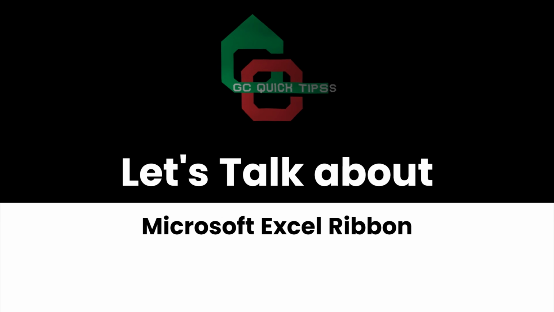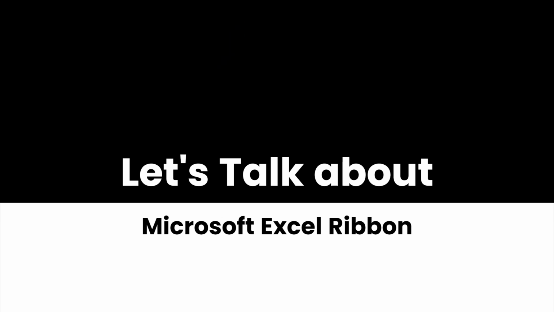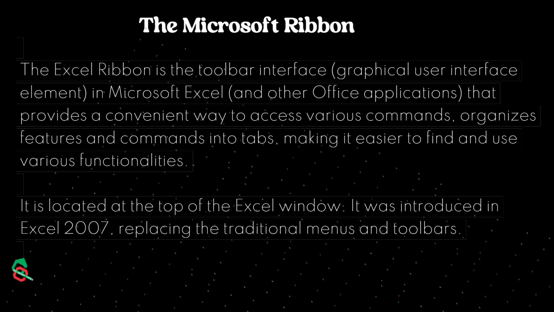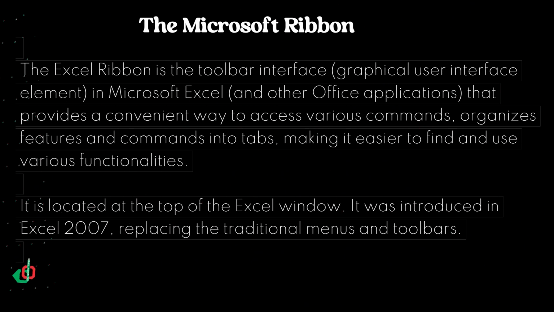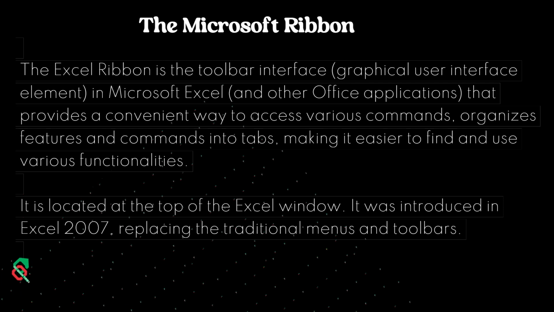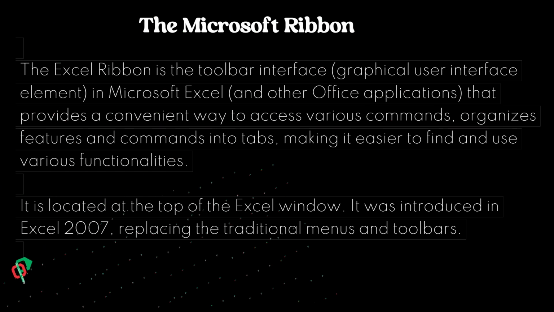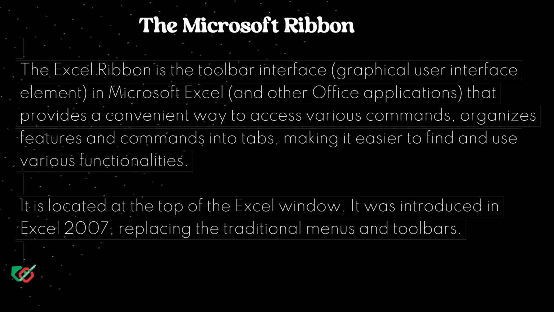Let's talk about the Microsoft Excel Ribbon. The Excel Ribbon is the toolbar interface, a graphical user interface element in Microsoft Excel and other Office applications that provides a convenient way to access various commands. It organizes features and commands into tabs, making it easier to find and use various functionalities. It is located at the top of the Excel window. It was introduced in Excel 2007, replacing the traditional menus and toolbars.